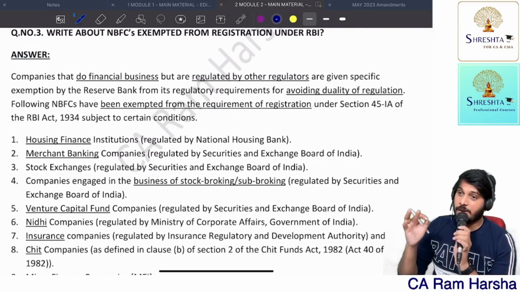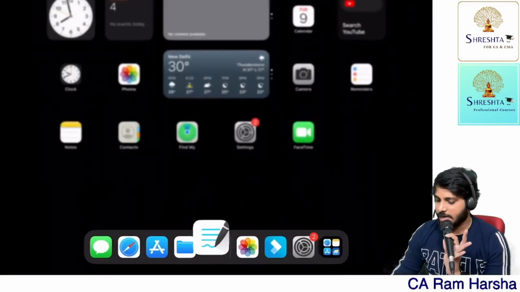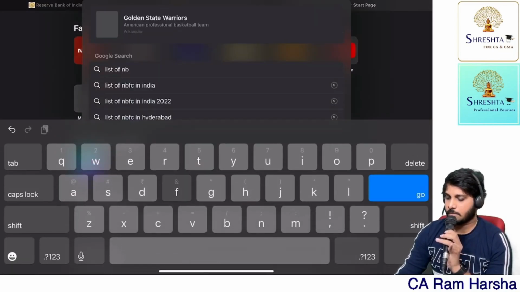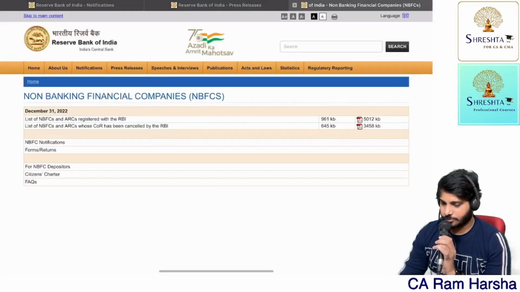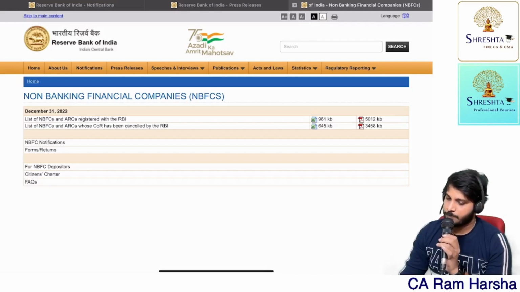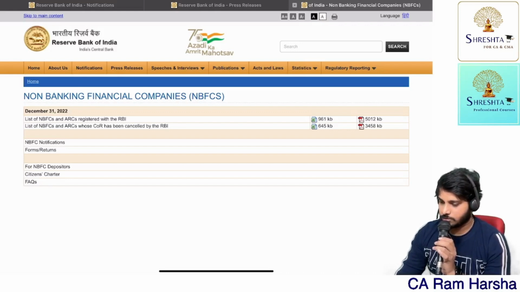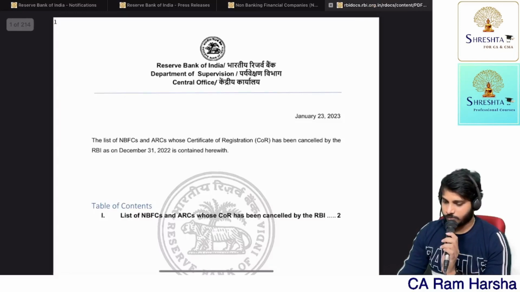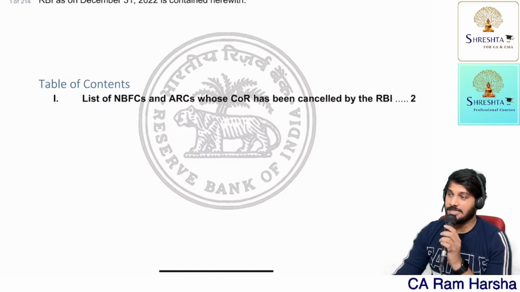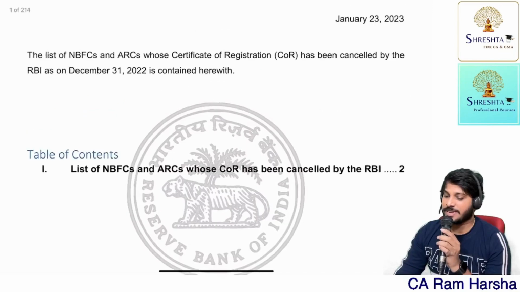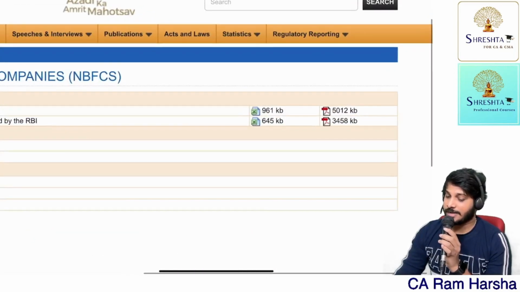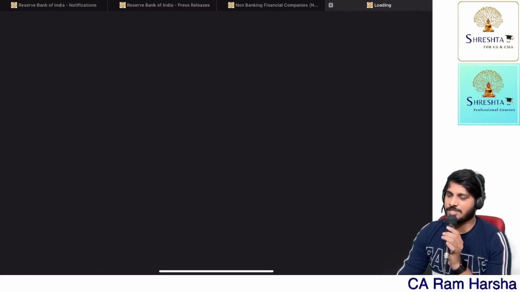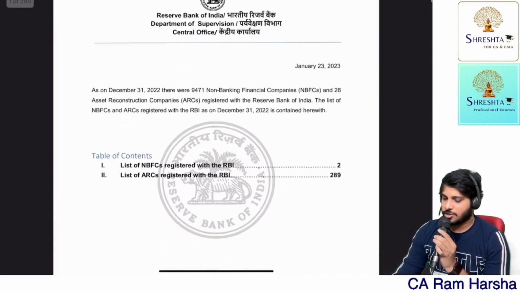See, first let me show you the list of NBFCs as per RBI. This is a revised list as on 31st December. There is a list of NBFCs and asset reconstruction companies whose certificate of registration has been cancelled. Why do we require this cancelled list? Let us look at the NBFCs which are registered. Cancelled means earlier they registered as an NBFC, later it was cancelled because of so many irregularities or criteria non-compliance, whatever. So this is the list of NBFCs registered with RBI.